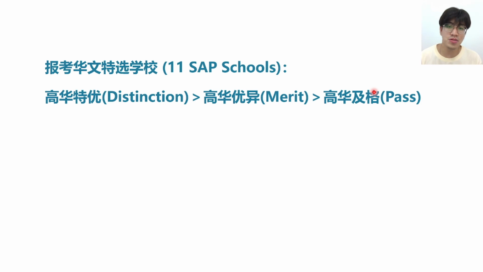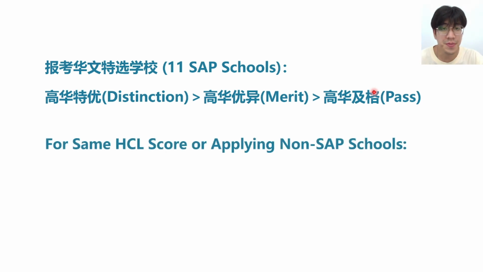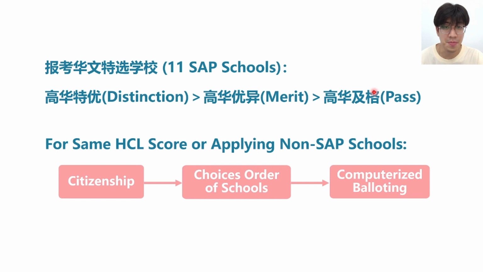And if you are not choosing SAP schools, or you choose SAP schools but you have the same Higher Chinese language mark, then it will have to depend on your citizenship. Singapore citizens come first, followed by permanent residents, and then followed by foreigners. And then after that, it will look into your choice order of schools, whether you have ranked your preferred school higher than another student having the same AL score.